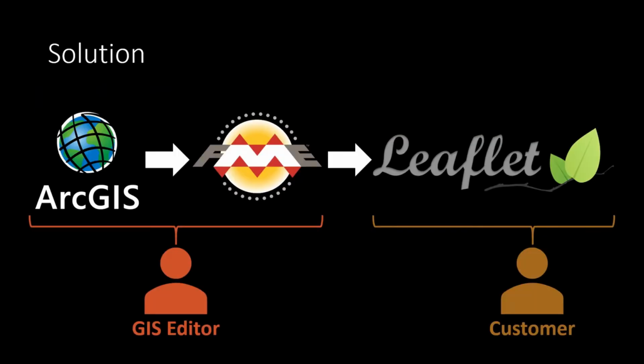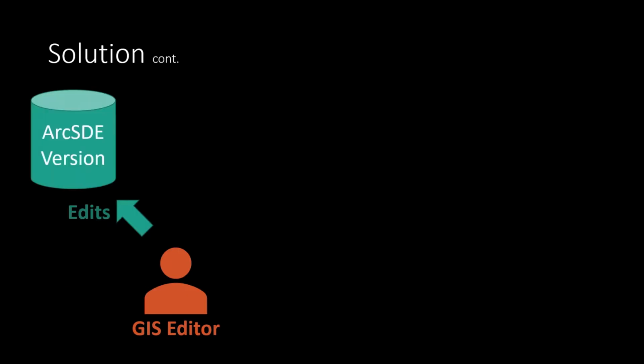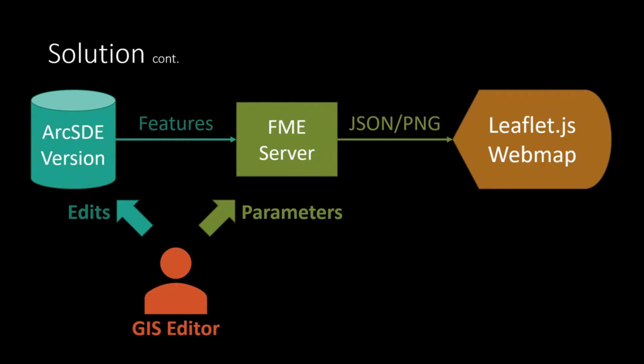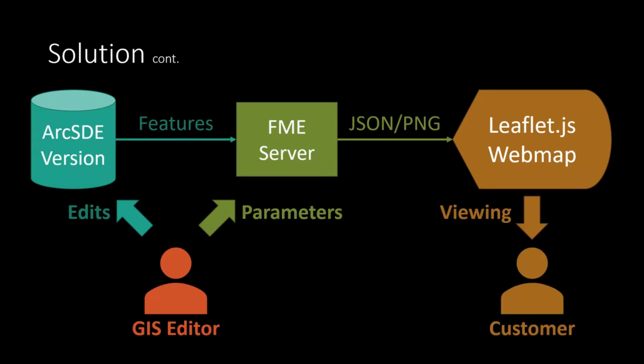So with those parameters, we developed a novel solution that uses FME to bring features out of the versioned ArcSDE environment and into a lightweight format that can be rendered on the web using Leaflet and JavaScript. The process starts by the GIS editor saving edits to a version in the geodatabase. Then the editor supplies a few parameters to a web-accessible FME server workspace that queries, analyzes, and translates the edited features. FME then outputs these features as JavaScript object notation, or JSON, and associated aerial imagery as a web-ready PNG. Finally, a link is supplied to the customer. The link includes a unique identifier that loads the FME-generated data into the web map.